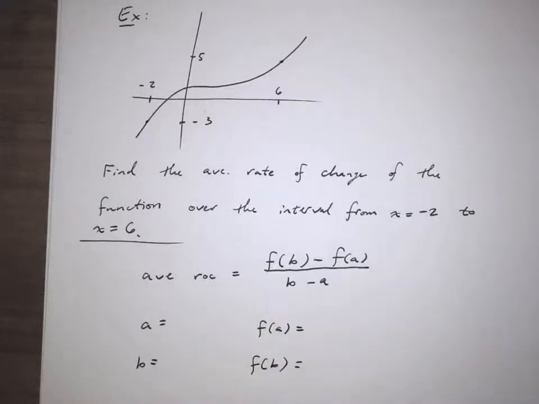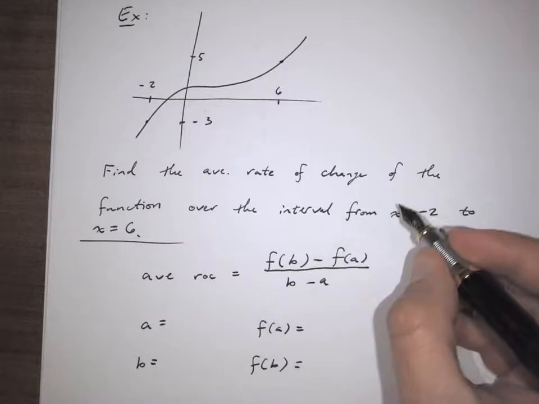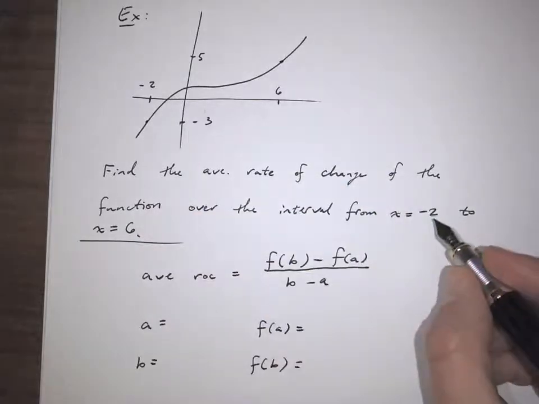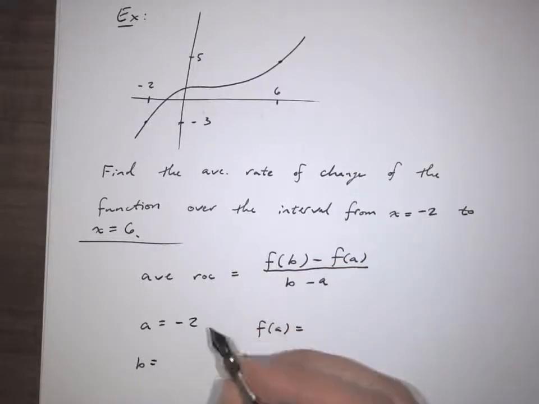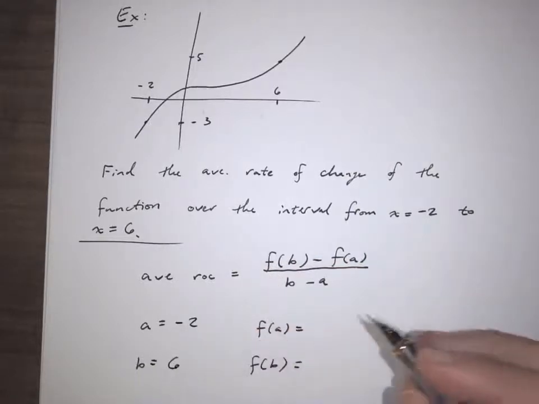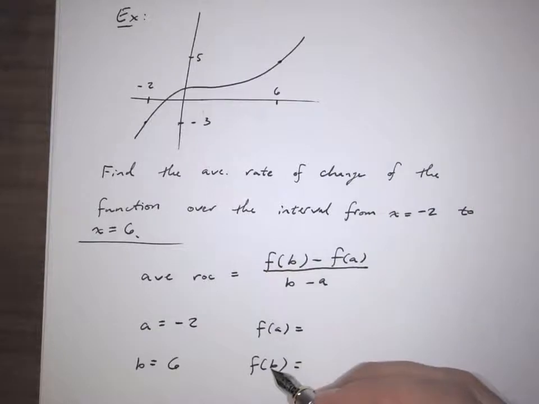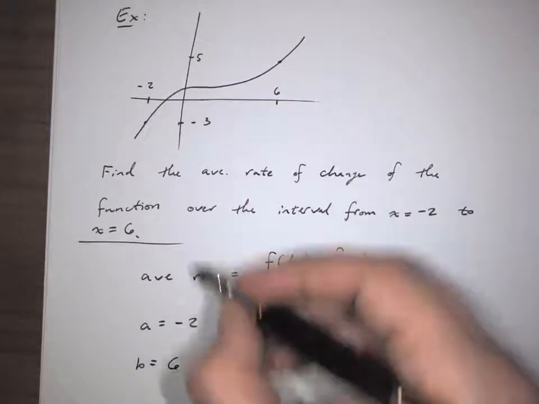So in the case of this graph, in the case of any function, it's easy to tell what the a and b are going to be. They're going to be the start and the end of the interval. So -2 to 6. Now the f of a and the f of b, that refers to the y values that correspond with these x values.